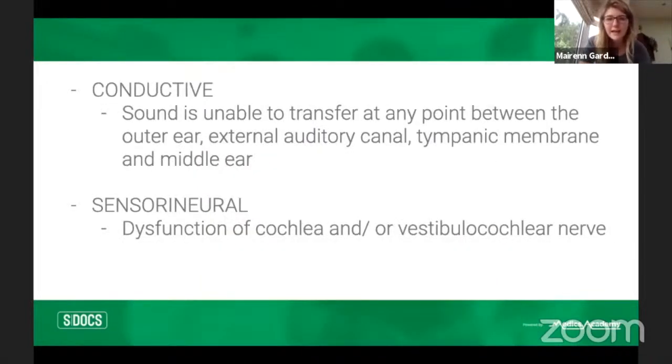So that's just said here more clearly. A conductive hearing loss is when sound is unable to transfer between any point from the outer ear, the external auditory canal, tympanic membrane, and the middle ear. Whereas sensorineural, as I said, is a dysfunction of the cochlea or vestibulocochlear nerve. This is quite important because you can differentiate what causes them, which we'll go through later on in part 2 of the video, by how they present.